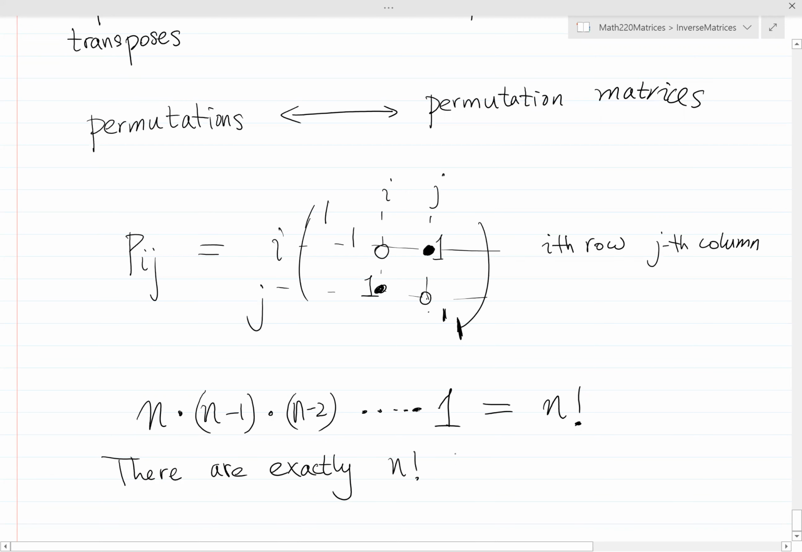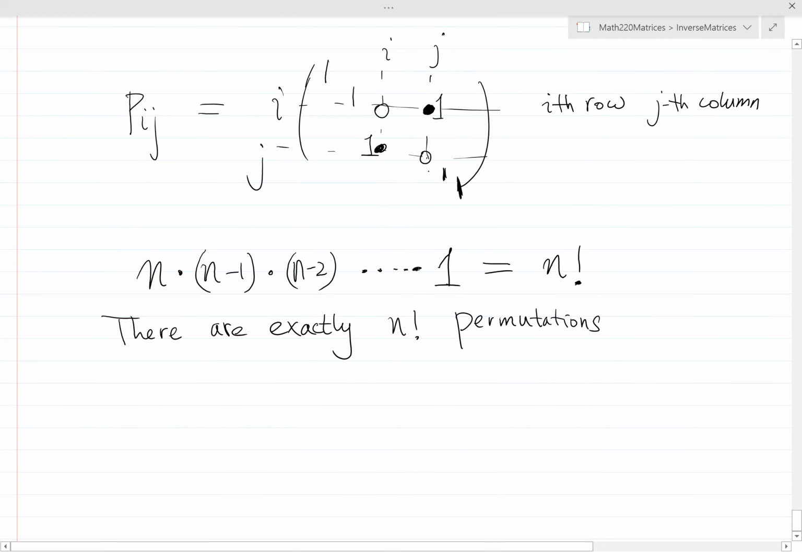N factorial permutations. Okay, now let's see some example. P to be this permutation, 1, 2, 3. What this P does is we map it: 1 goes to 2, and 2 goes to 3, and then 3 goes to 1.